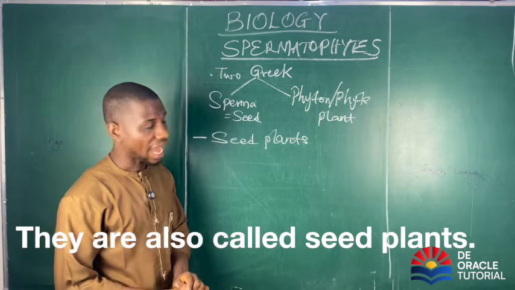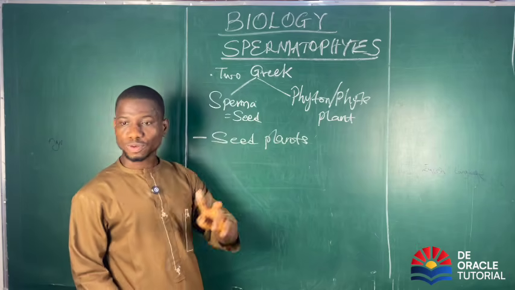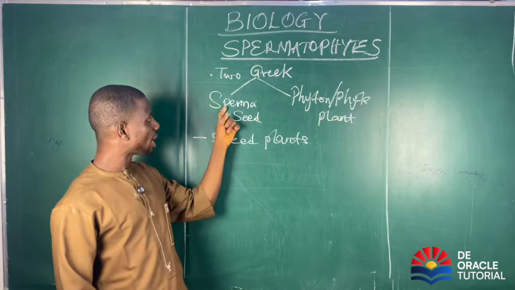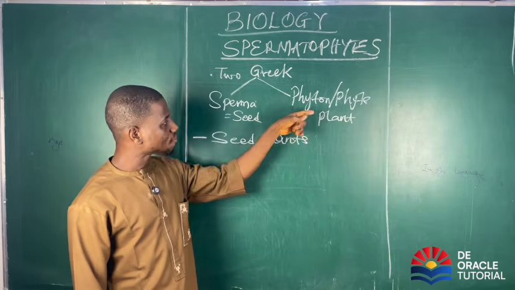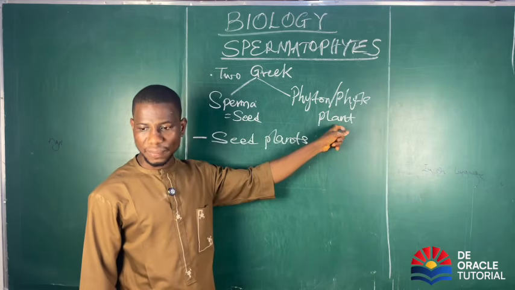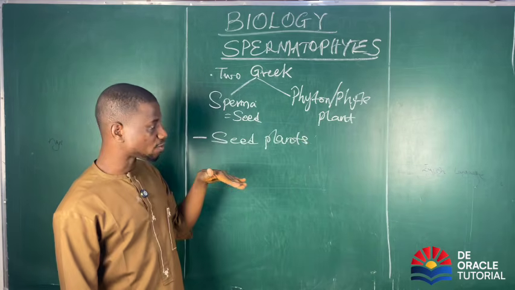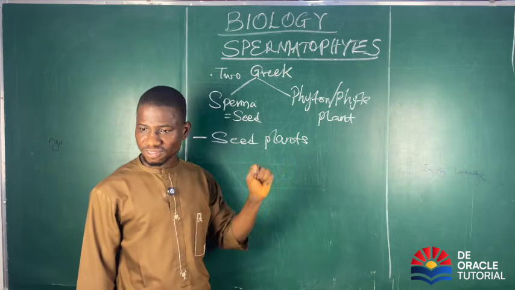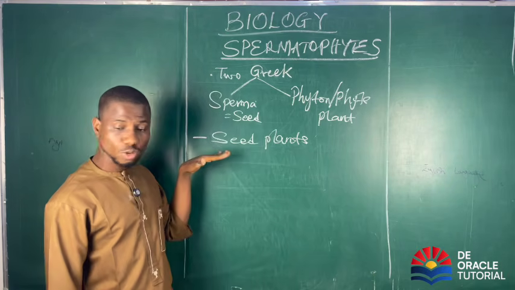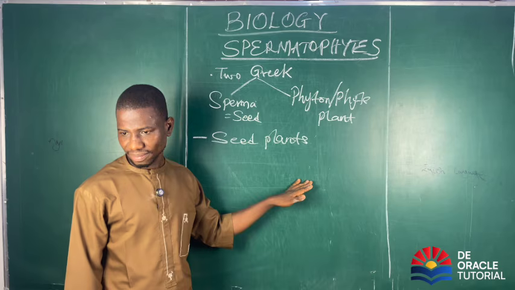Are you with me? I repeat that the term spermatophyte is gotten from two Greek words. We have sperma, which means what? Seed. And phyton or phyte, which means what? Plant. Exactly. So therefore, spermatophytes are plants that produce seeds. So they are also called seed plants. Are you with me?